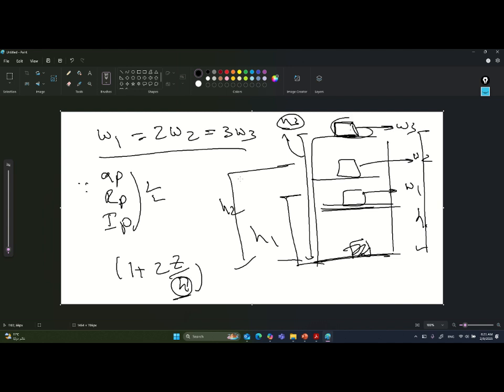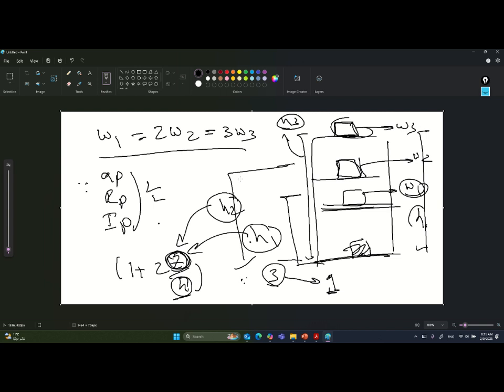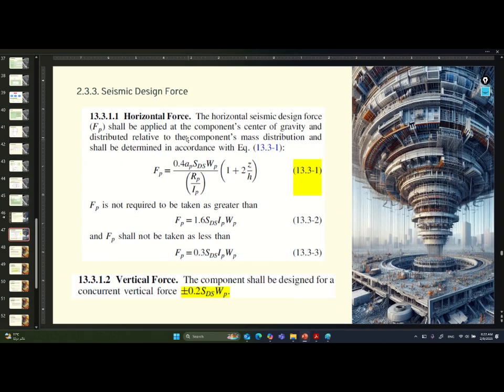But let's talk about W3. For the factor of W3, it will be 3, and for W2 it will range from 3 to 1, and W1 will be lesser than that. So the highest value is at the top, where Z is the location in the building. In this case, the Z will be H1, and the Z here for equipment 2 will be H2, and H3 will be the same as H, so it will have a value of 3. So it is good practice to understand this equation.